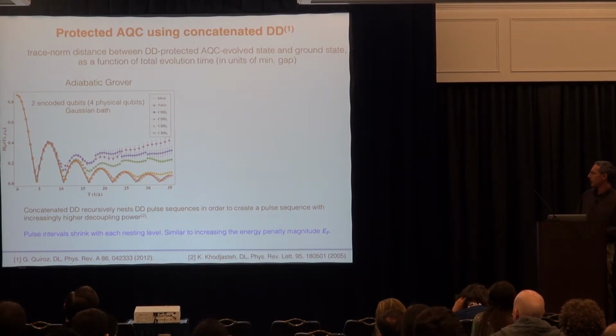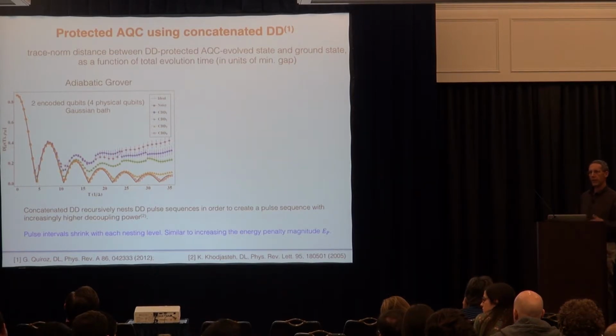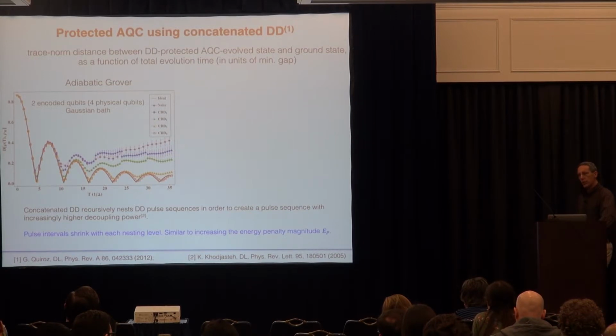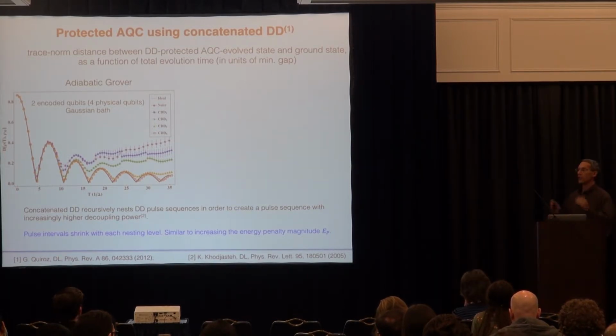So concatenated dynamical decoupling is an idea where you recursively nest the pulse sequences into each other in order to create pulse sequences that have increasingly higher order decoupling power. And if you do that, when the total evolution time is fixed, you make the pulse intervals smaller and smaller. Making the pulse intervals smaller is like increasing the total energy available to the system, and that is similar to the idea of increasing the energy penalty. So you can think of increasing concatenation as increasing the energy penalty.